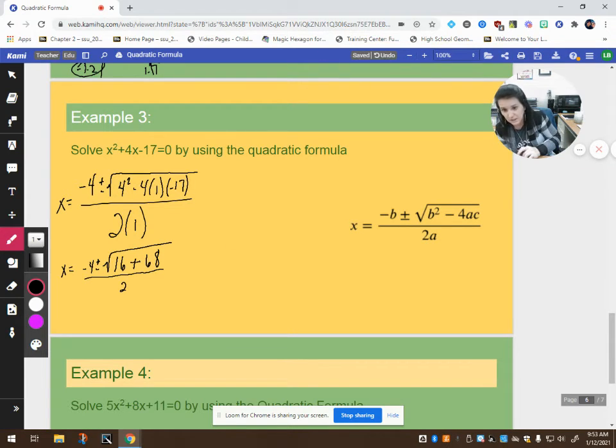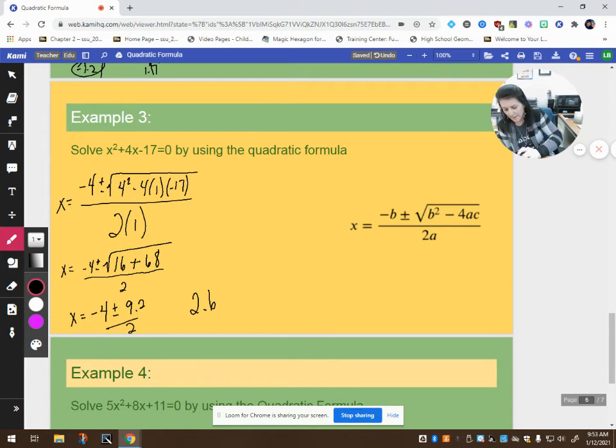So 16 plus 68 is 84. I'm going to go ahead and take the square root of 84. Square root of 84 is 9.165, so I'm going to make it 9.2, just rounding to the nearest tenth. So negative 4 plus or minus 9.2 all over 2. So negative 4 plus 9.2 divided by 2 is 2.6.